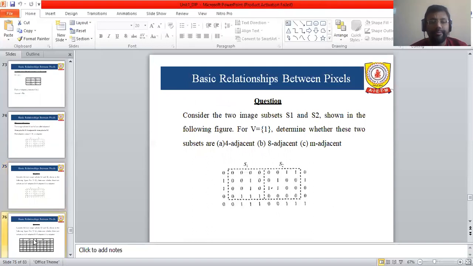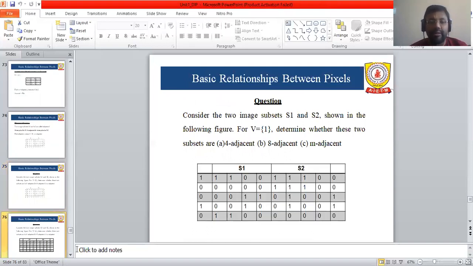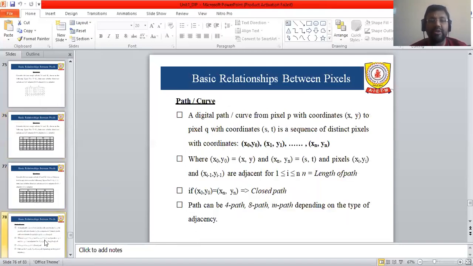So here is a question like that. We have to find out what type of adjacency exists among the pixels between S1 and S2. This is a very, very important concept when we talk about that.